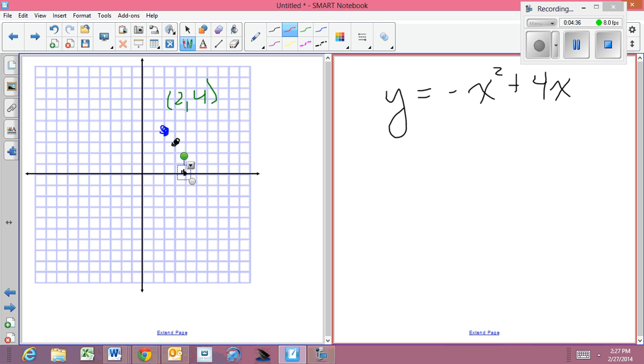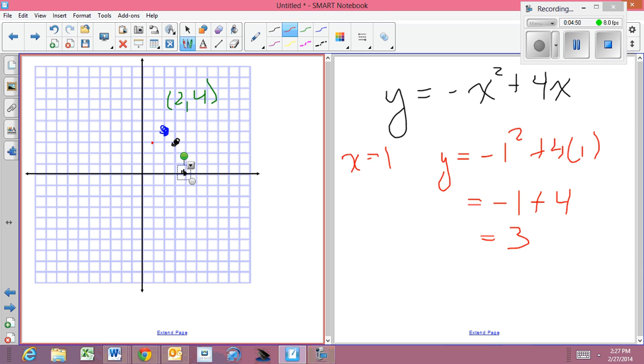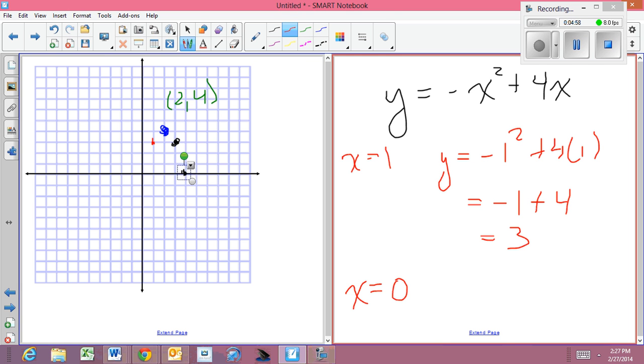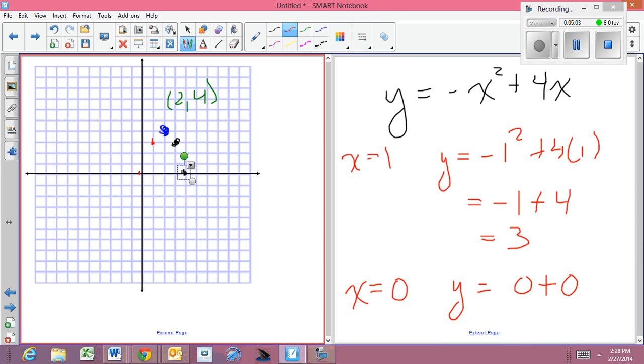So I started at x equals 2. I'm going to go 1 over to x equals 1, and that's what I'm going to plug in. -1 squared plus 4 times 1 is -1 plus 4, which is 3. And that's good because I get the same y coordinate that I got on the other side. So now you can be pretty confident that you're on the right track. Next number over, x equals 0. That's usually pretty easy to plug in. 0 plus 0 is 0. So I have a mirror image, which is good. This is an ugly parabola, but you guys get the idea.